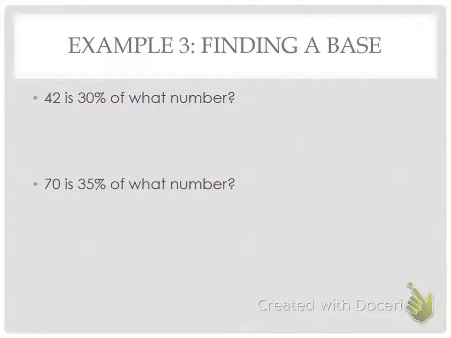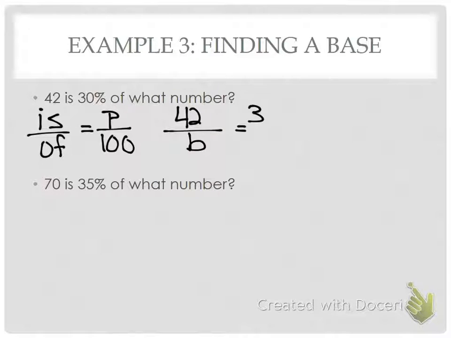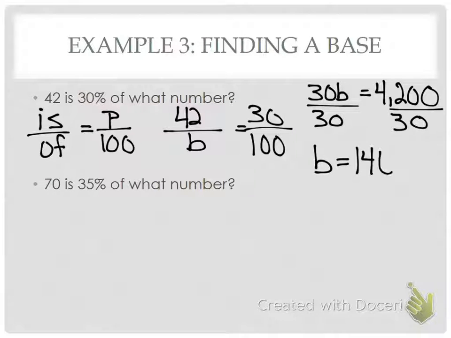All right, so I started with my is over of equals P over 100. We've established that 42 is our is value. Over B, we don't know. Remember, B is the variable we use for our of value. Equals 30 over 100. 30B equals 4,200. B is 140. Anybody get that? B is 140. Okay, go ahead and solve the second one.